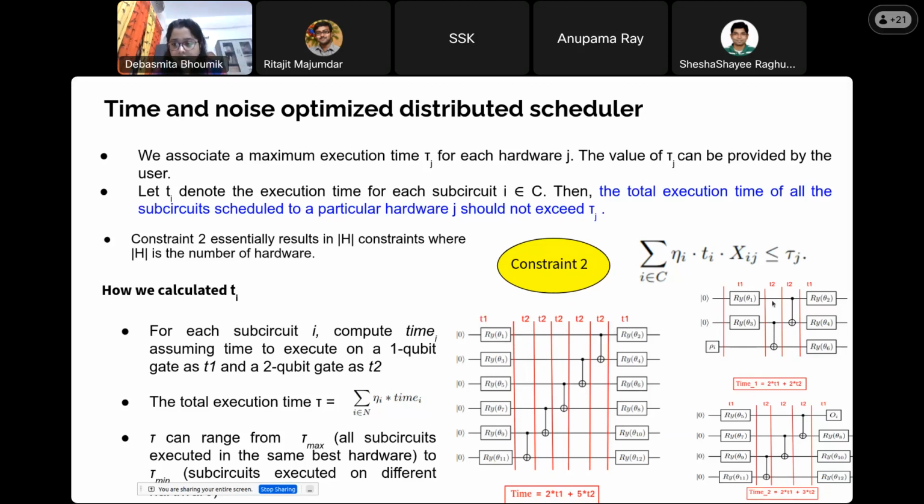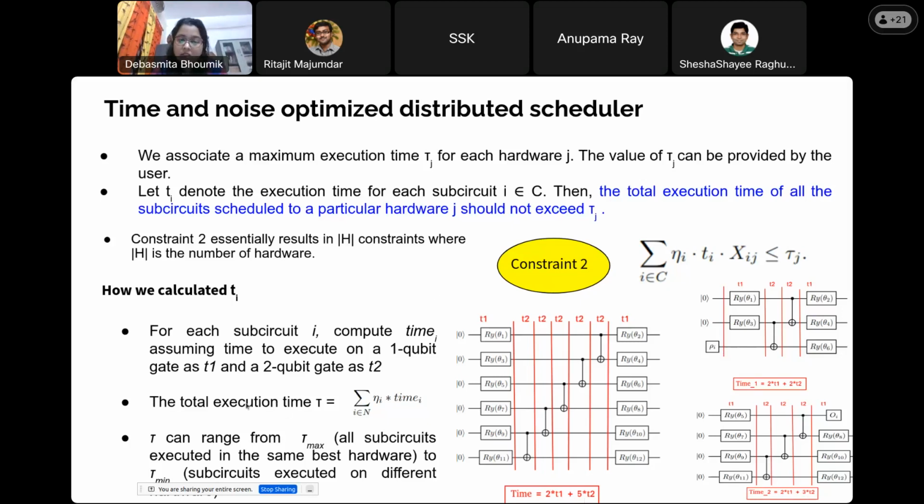Now see, if we break the circuit in two subcircuits, then it automatically reduces. So the time for the first subcircuit is 2T1 plus 2T2. Time for the second subcircuit is 2T1 plus 3T2. So both of them are lesser than this 2T1 plus 5T2. So if you can parallelize, this will obviously need a lesser time.